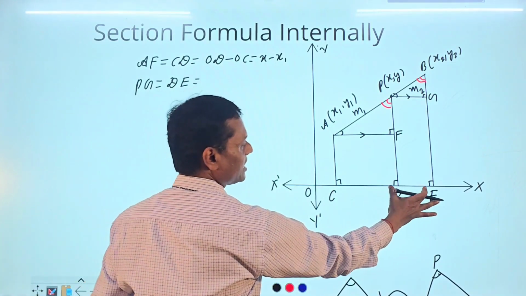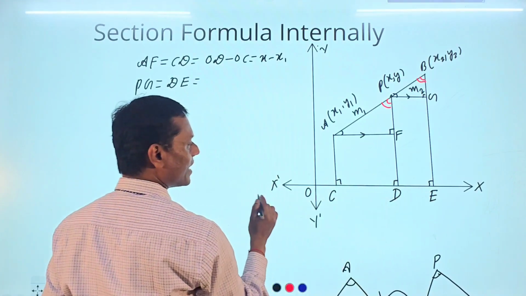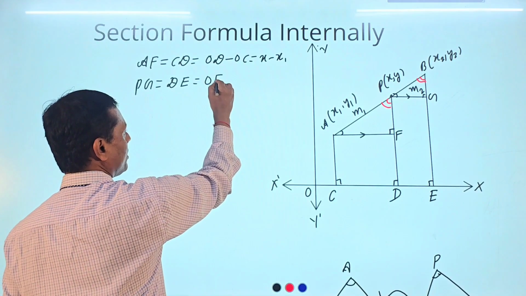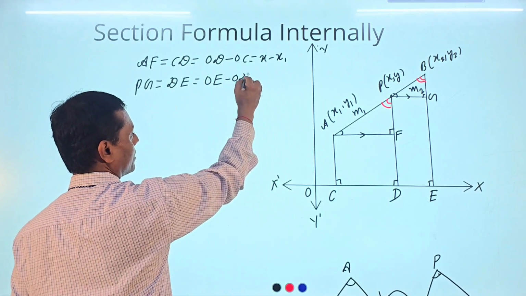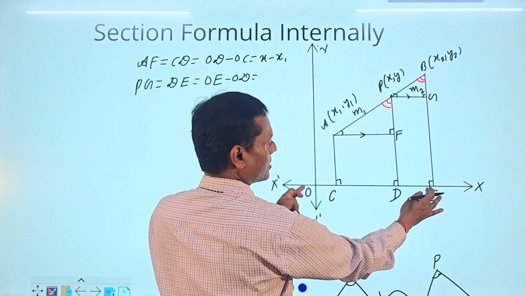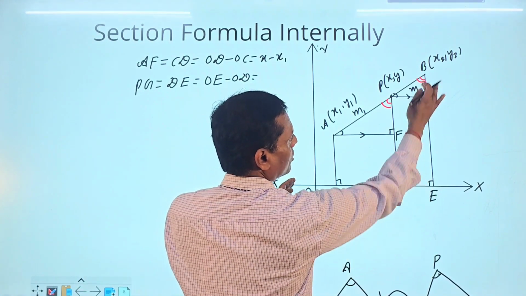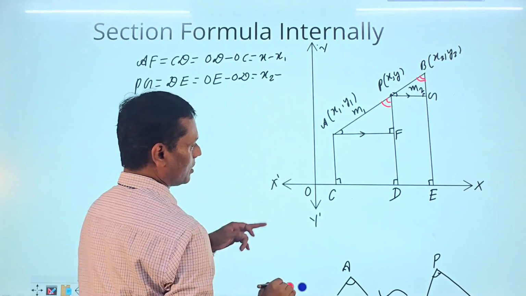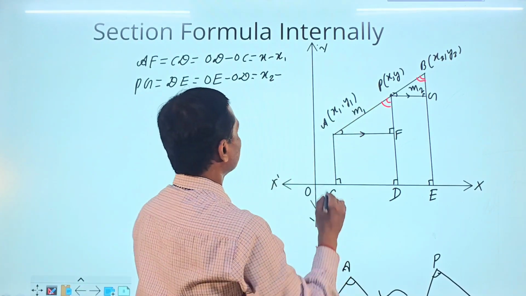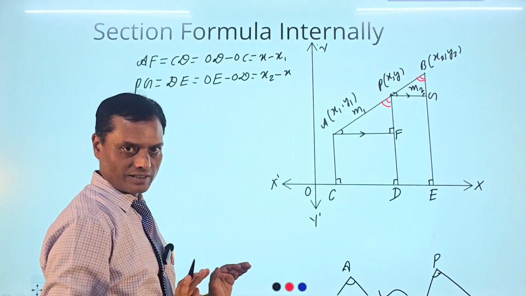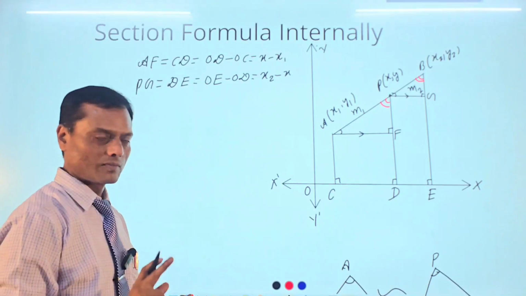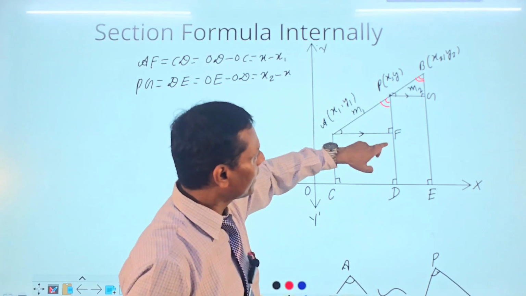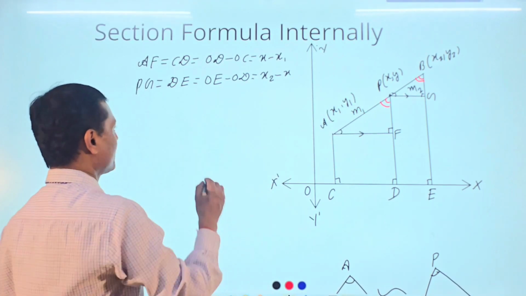Okay, and DE equals OE minus OD, right? And OE, that's the x-coordinate of the point B. So we write here X2 minus OD, right? OD equals X, isn't it? Okay.